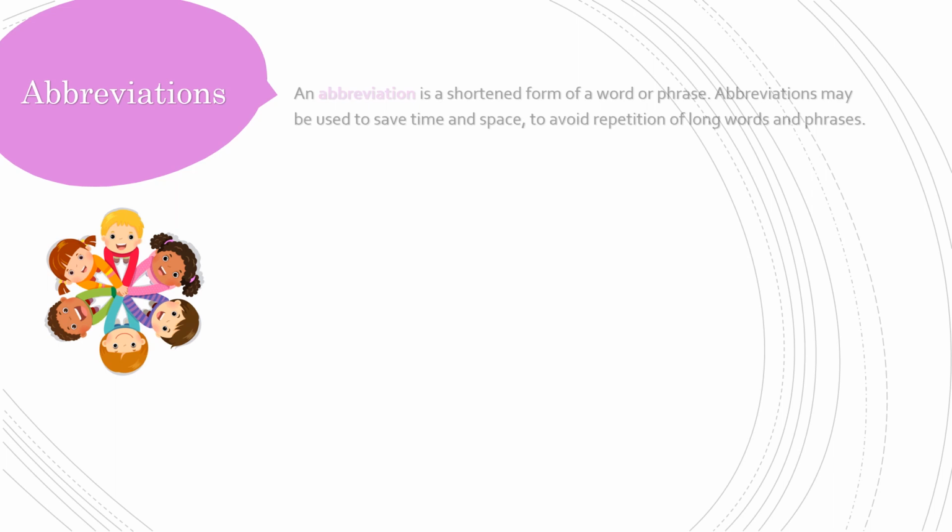Abbreviations. An abbreviation is a shortened form of a word or phrase. Abbreviations may be used to save time and space, to avoid repetition of long words and phrases.